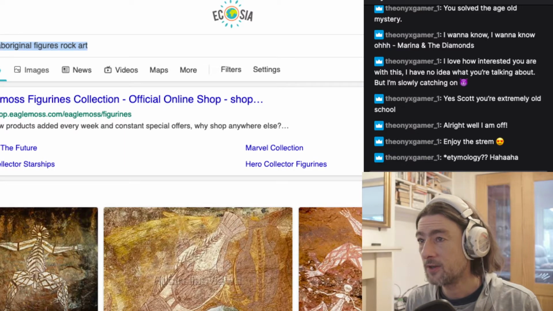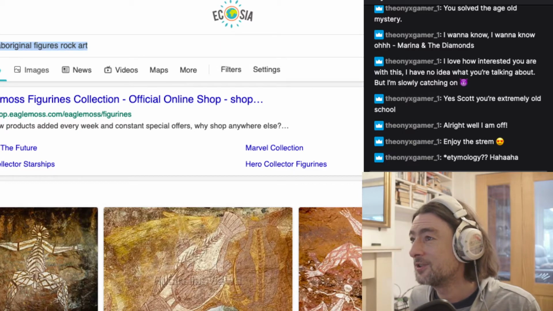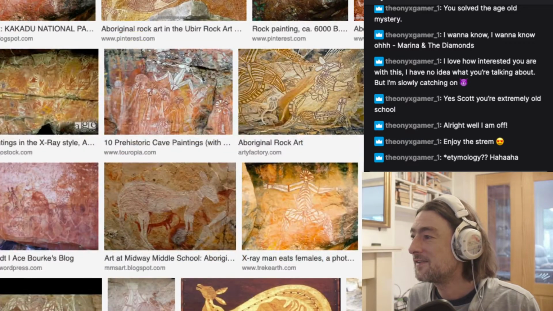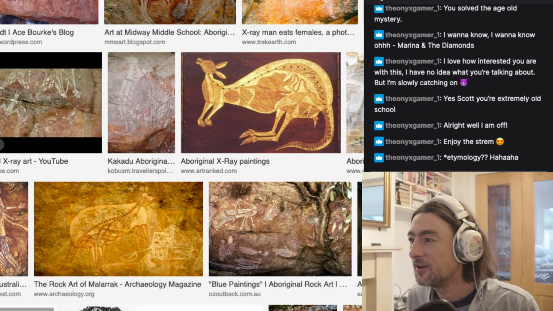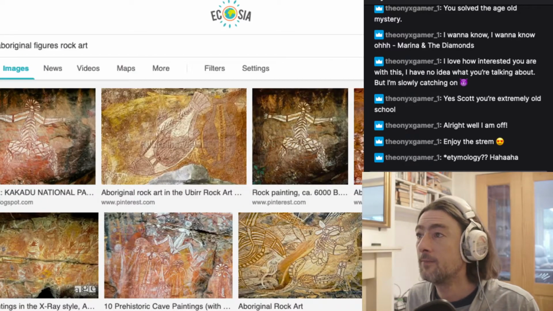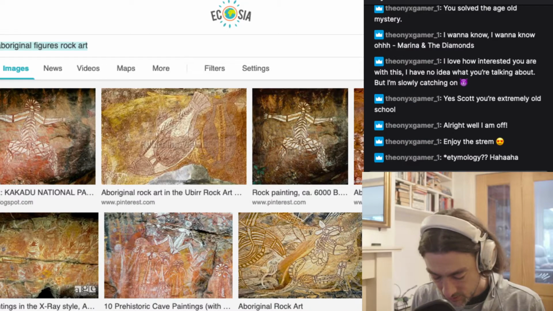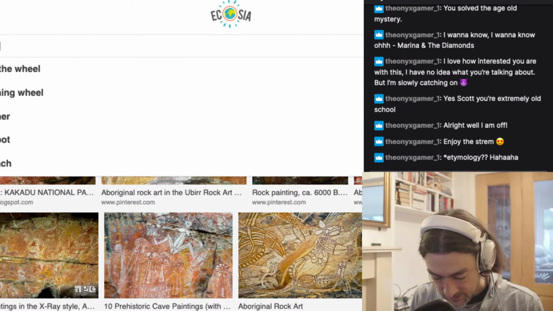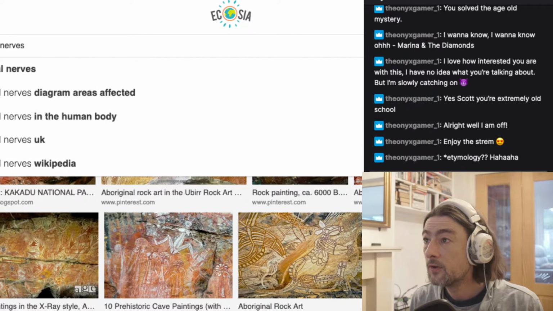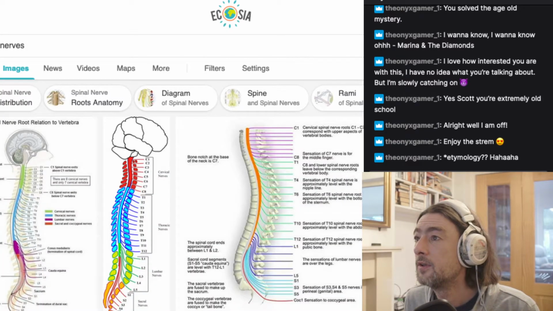And I was going to go on a diversion, but now I forgot what my diversion was. Oh, I forgot that. The big hopper. Oh yeah, this is it. This will blow your mind. This is mind blowing. Right. So what I want to see is spinal nerve on the images.